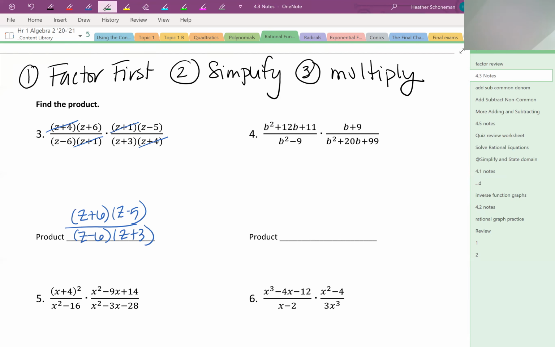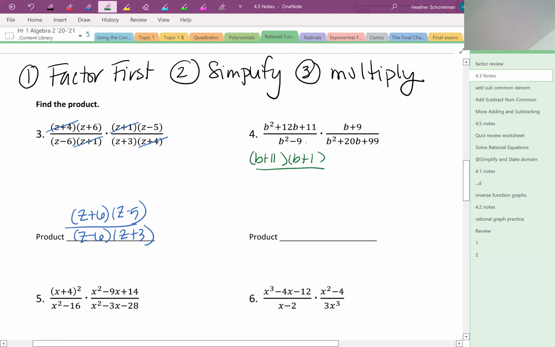So I've got to factor everything, simplify, and then write my answer. On the top, the two numbers that multiply to 11 and add to 12 would be 11 and 1. B squared minus 9 is going to factor to b plus 3, b minus 3. b plus 9, the exponent is an invisible 1. It can't factor further. It's done. So this is just b plus 9.